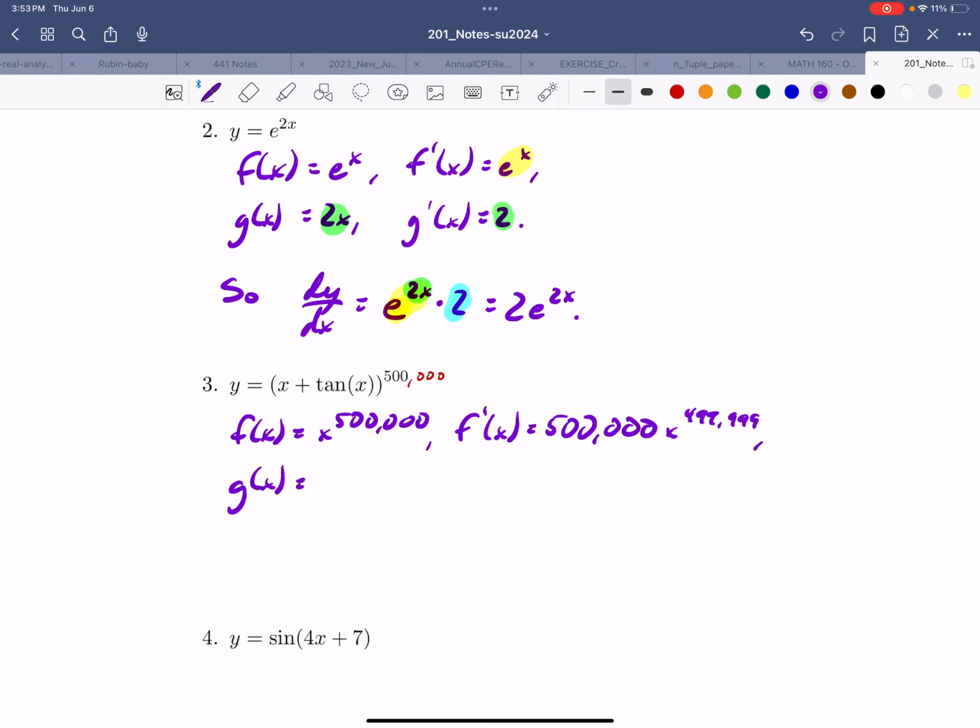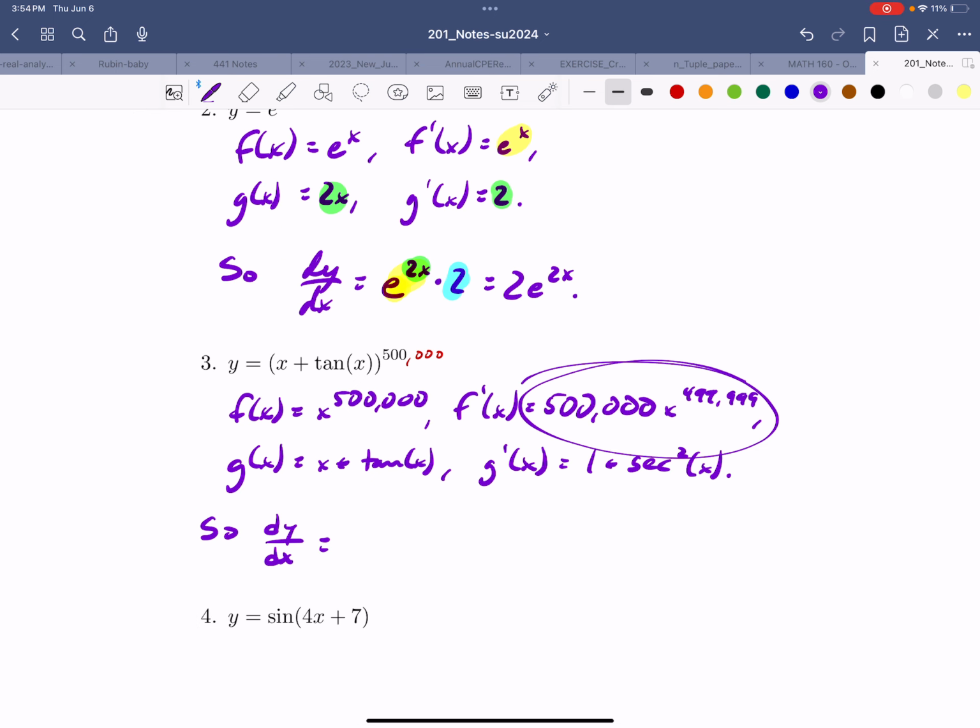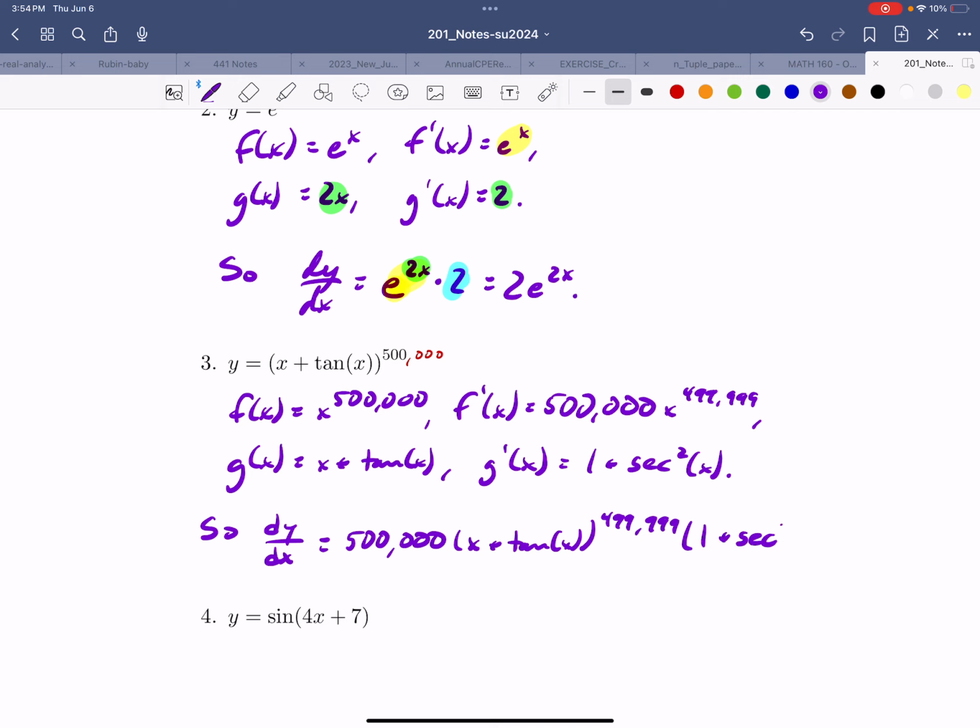G of x equals x plus tangent of x. G prime of x equals 1 plus secant squared of x. So dy over dx equals, well, it's going to be f prime of g of x times g prime of x. So 500,000 x to the 499,999. Oh, except it's not x, is it? Instead of that, it's going to be x plus tangent of x to the 499,999. Because instead of x, I plugged in x plus tangent of x, times the derivative of the inside. That's a squared, by the way, if you couldn't see.